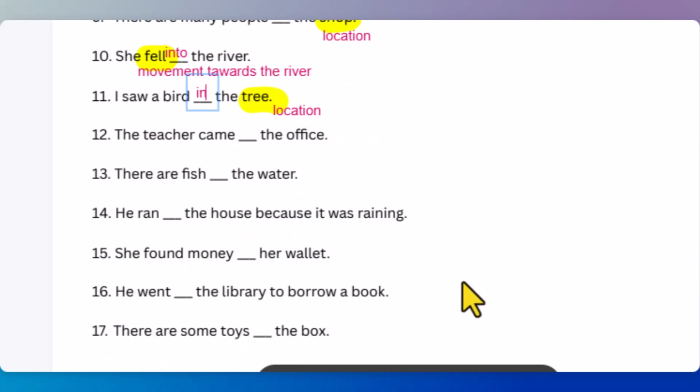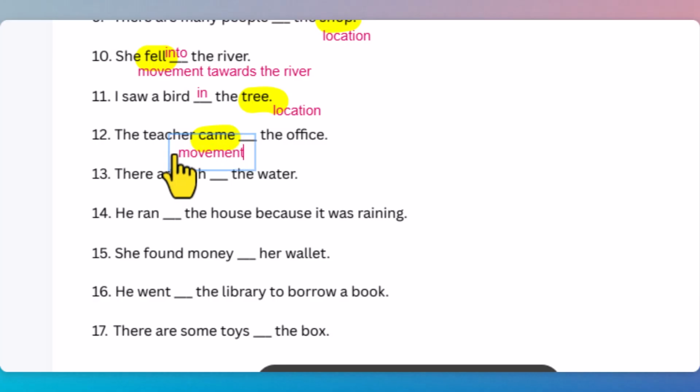Let us continue to number 12. The teacher came the office. Came already shows movement. If you are coming or going to a place, you are moving towards it. So in this case, movement towards the office. Which one do we use when there is movement? We use into. The teacher came into the office.